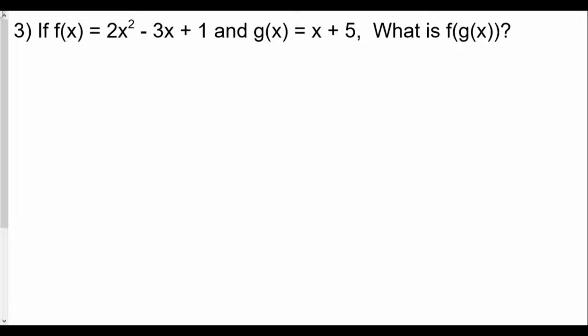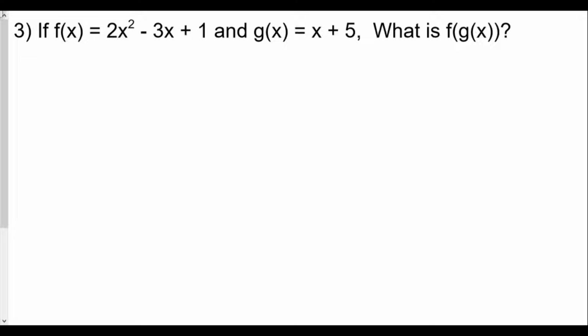So if f of x equals 2x squared minus 3x plus 1 and g of x equals x plus 5, what is f of g of x? Now, the idea is that a function is a rule. And every x we use is kind of like an open box we're plugging stuff into. Normally, when we have a number instead of x, we're plugging a number into the function, evaluating, and taking that result and plugging it into the next one.